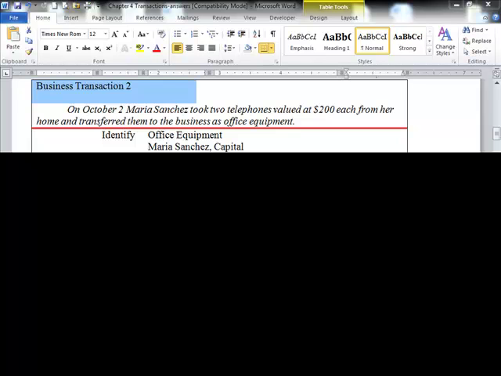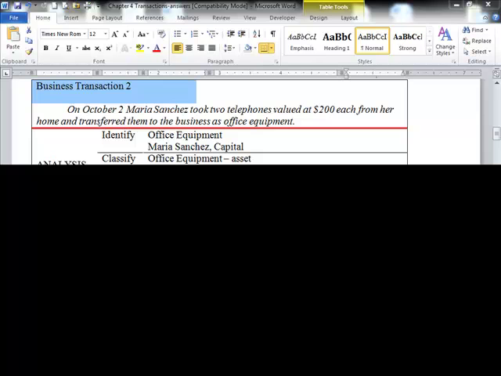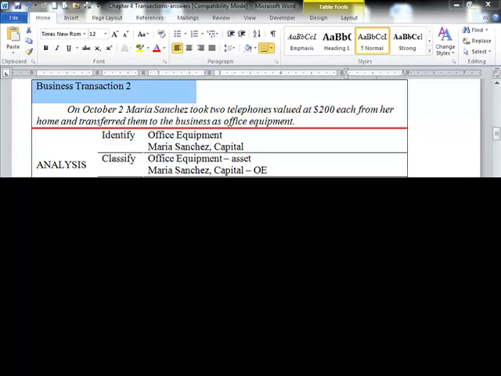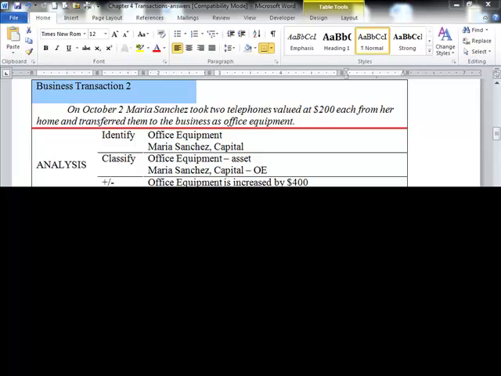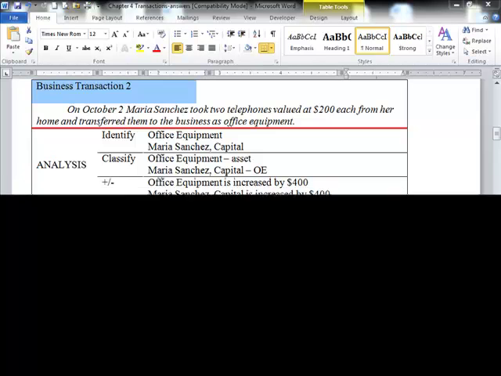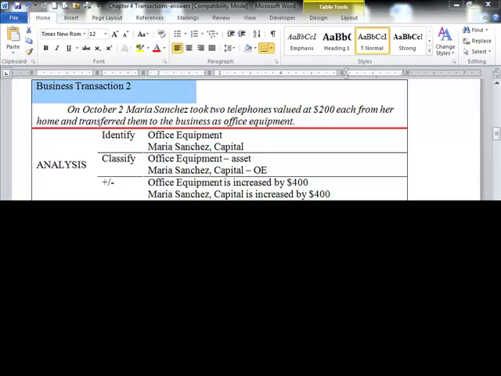Office equipment, we know that's an asset, and we know Maria Sanchez Capital is an owner's equity account. We now need to determine if these are going to increase or decrease. Office equipment added to our company is going to increase by $400, the amount of 2 phones valued at $200 apiece. And our capital account will also increase by $400.